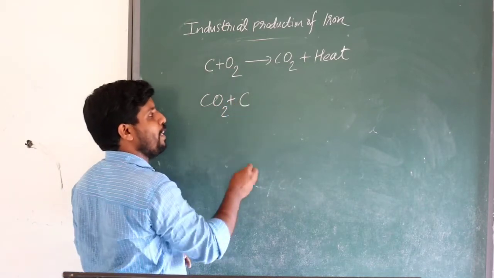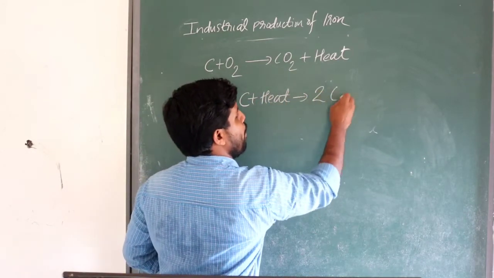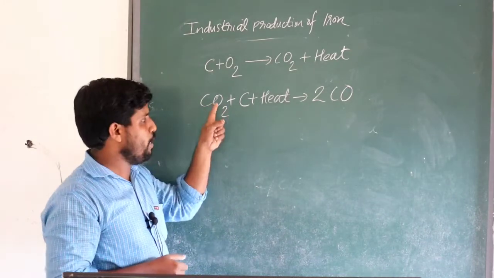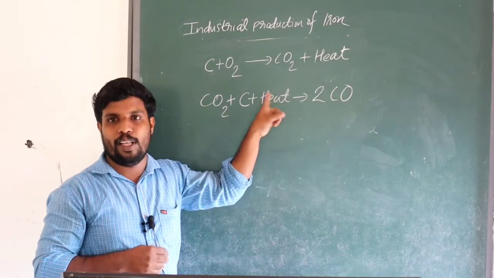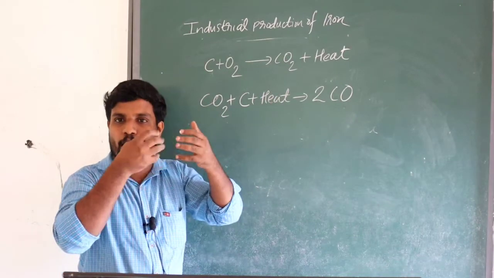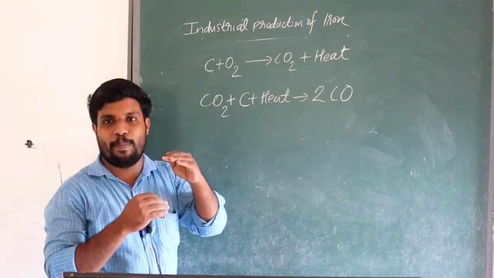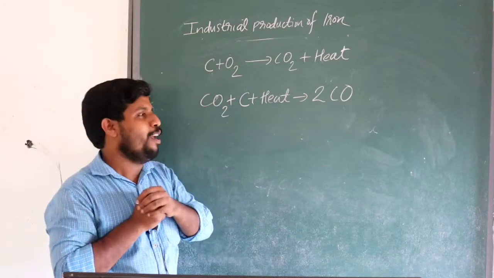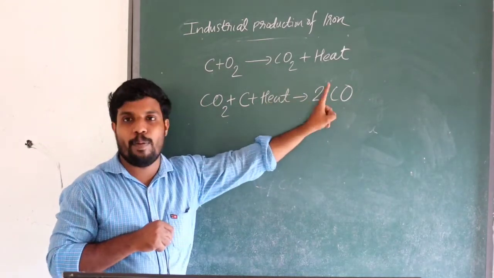It combines with the carbon, absorbs heat and forms carbon monoxide. This happens in the middle and upper portion of the blast furnace, so it is an endothermic reaction, and the temperature there is lower than at the lower portion, where it is high.